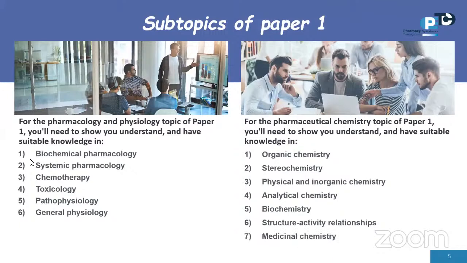Medicinal chemistry means the structures. How can you know the structure of the compounds or of the drugs? And finally, drug metabolism. Those are the subtopics under the main topic, which is the chemistry part. Okay. So this is the composition of paper 1.